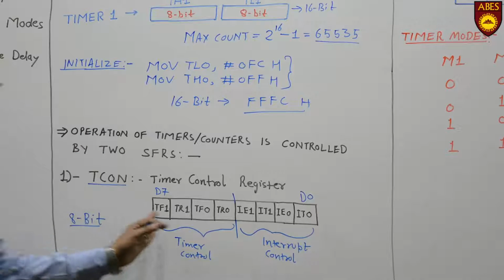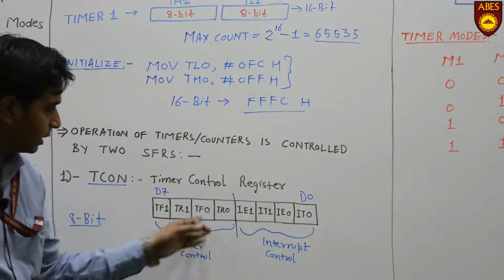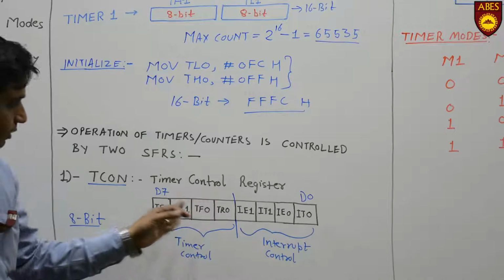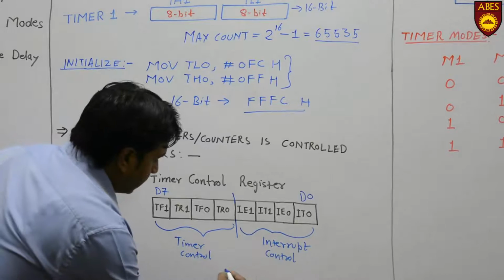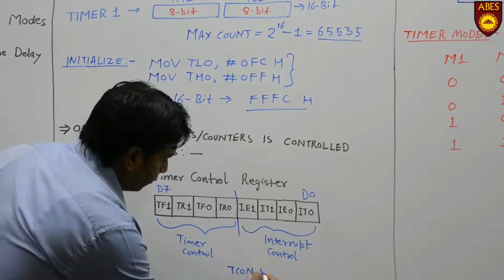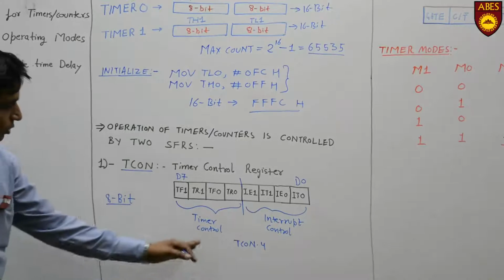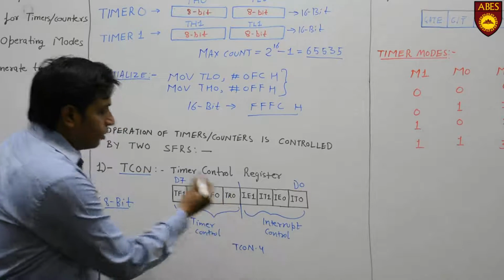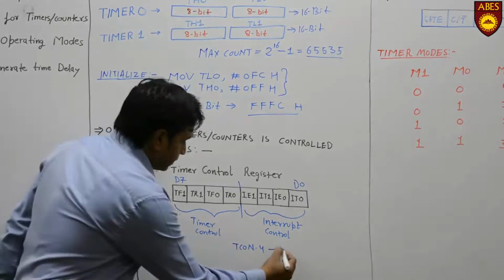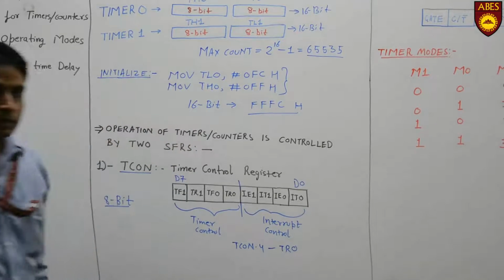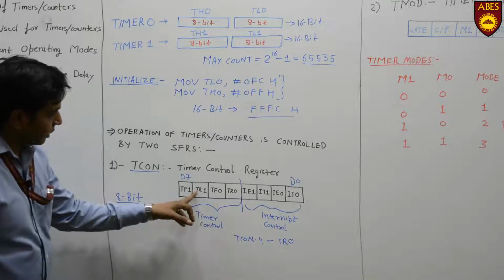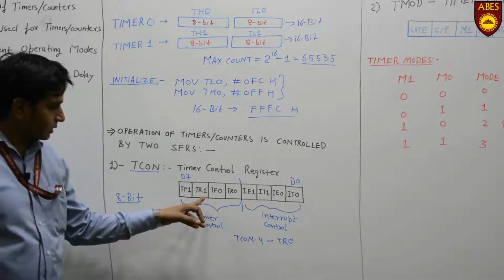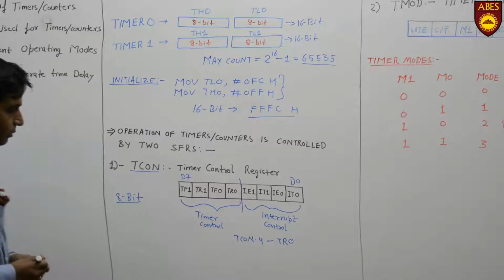So we can use these bits by their names like TR0, TF0, TR1, TF1, or we can also identify or call them with the help of their locations, like we can write TCON.4. Here TCON.4 means the 4th bit of this register, that is in this case TR0. Similarly, we can use the location of TF0 as TCON.5, the location of TR1 as TCON.6 and TCON.7. So this can be used like this.